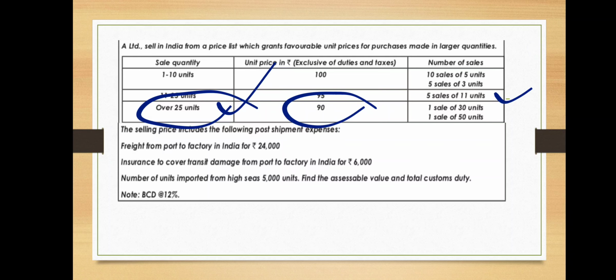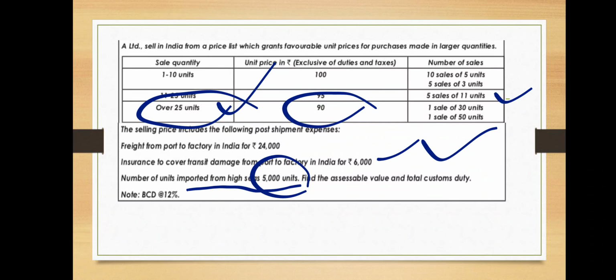The transport 20% on FOB and insurance 1.125 is there. But if they have given it, it means the actual price we need to take here. So insurance to cover transit damage from port to factory in India, the insurance amount is also given here, 6,000. So in total how much do we need to deduct from the sales value? That is nothing but 24,000, that is freight, and insurance 6,000. So almost 30,000 we need to deduct from the sales value. And number of units imported from high sea, 5,000 units.